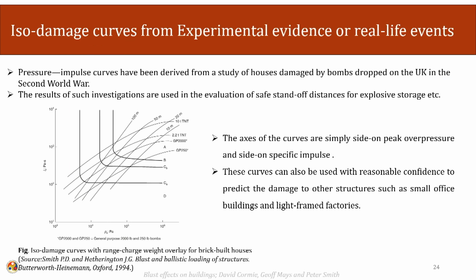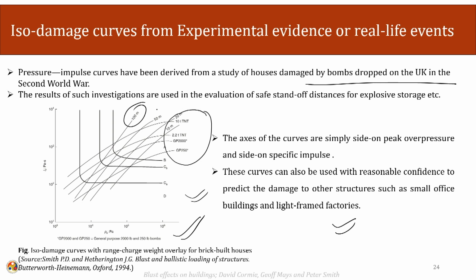The pressure impulse curves have been derived from a study of house damage by bombs dropped in the UK. So, this is a case study where the different bombs dropped on the UK are given here. From here we can see the response of the structure depending upon the weight of the explosives used and the distance at which the structure is located.